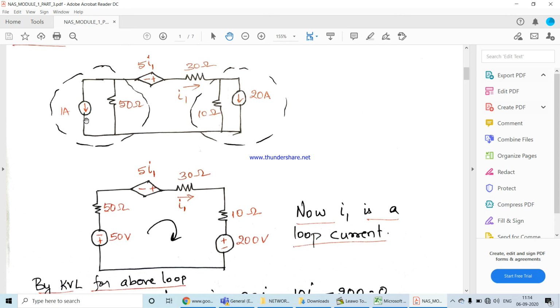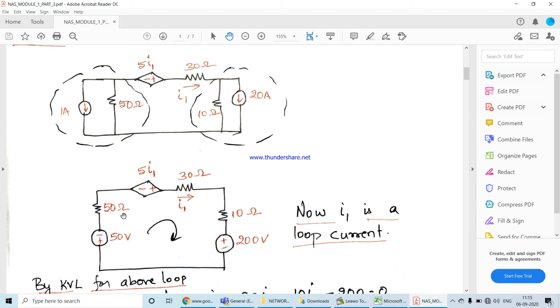And then the arrow mark shown here is downwards, right? So the arrow mark is actually downwards. Therefore, the polarity of this 50 volts will be as shown here. Minus will be upwards and positive will be downwards, because the arrow here is flowing towards down. So therefore, minus plus will be done like this.